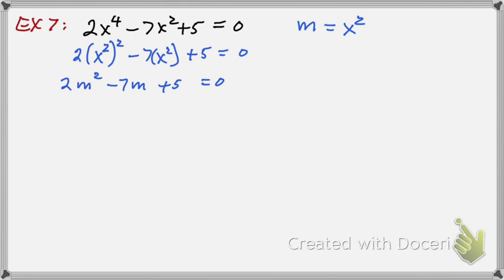So we can try the AC method. 2 times 5 is 10. When I add them together, I get negative 7. What two numbers, when I multiply them, I get positive 10, and when I add them, I get negative 7?